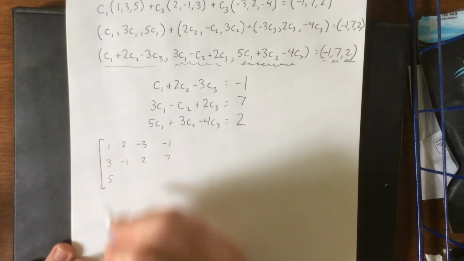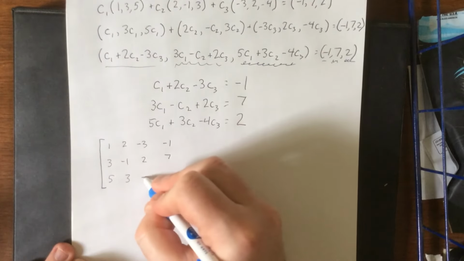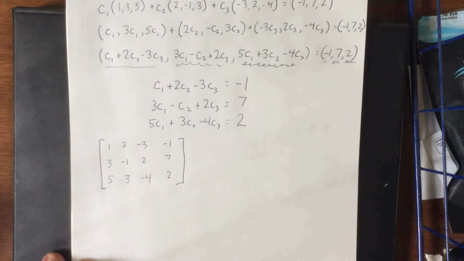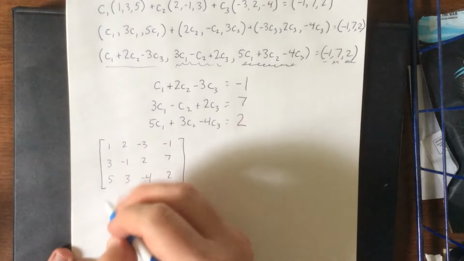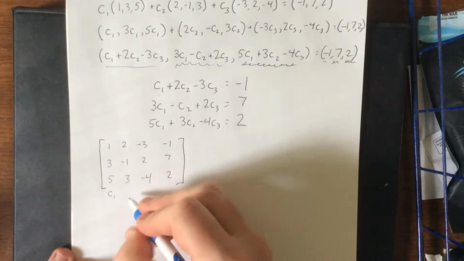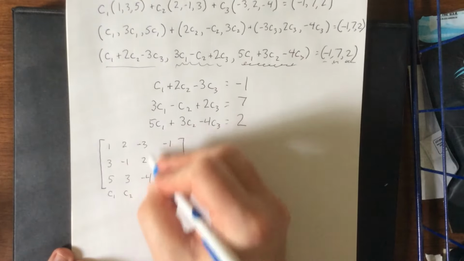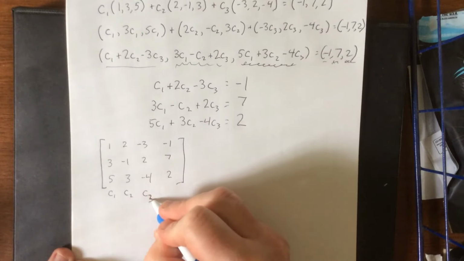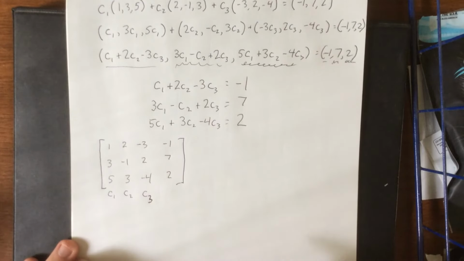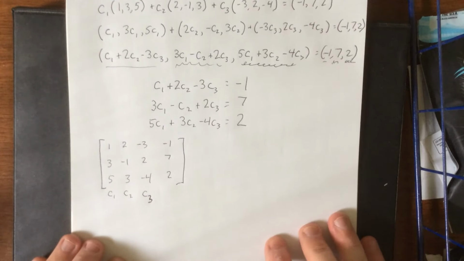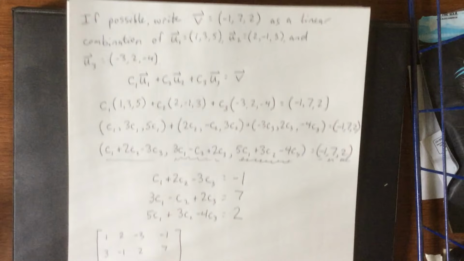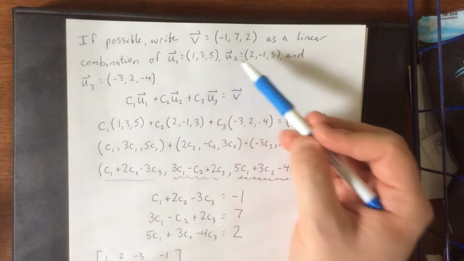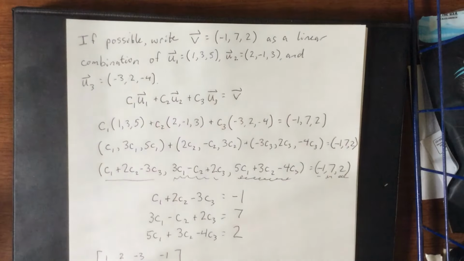Now, there is a shortcut in this process that I would like to make everybody aware of. Technically, the first column represents the coefficients of c1, the second column represents the coefficients of c2, and the third column represents the coefficients of c3. Sorry, forgot how to write 3 for a second there. However, if you take a look back at the original problem, the columns of this matrix actually correspond to the vectors u1, u2, and u3.